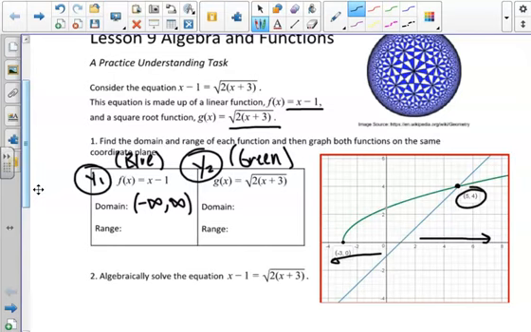So now let's talk about our range. Our range is our lowest to our highest y value. Notice the line keeps going in both directions, so for a line, our range should also be negative infinity to positive infinity.